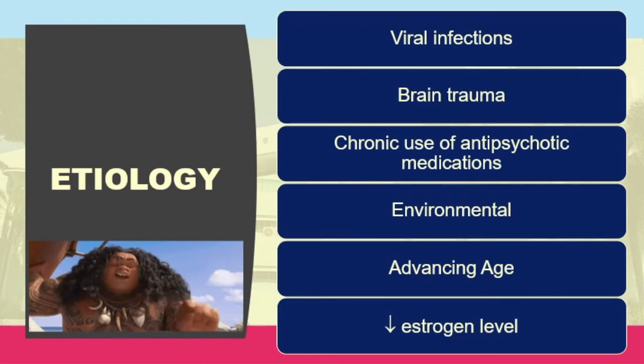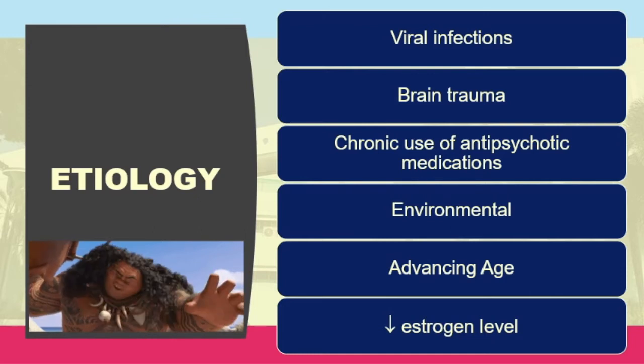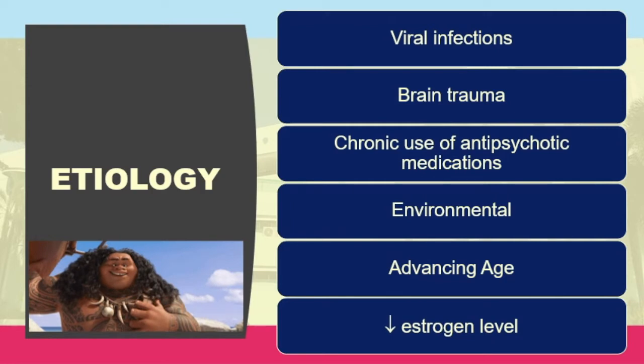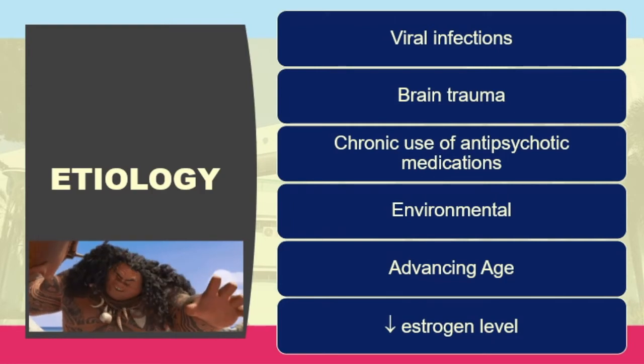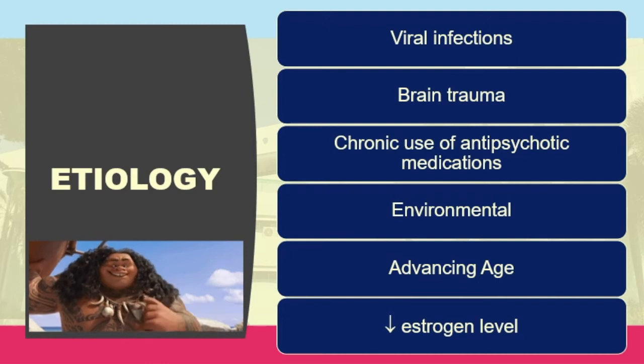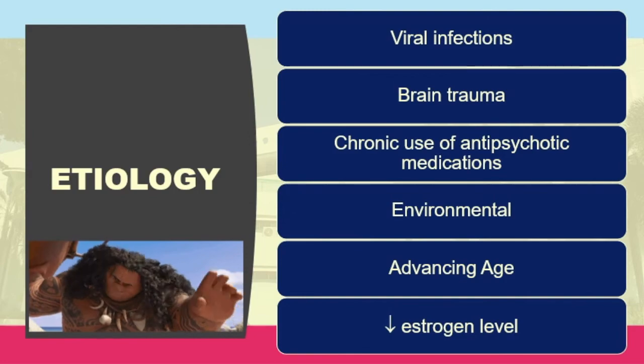On the other hand, for the estrogen levels, theory has it, or studies have it, that estrogen would trigger the release of dopamine. Hence, a decrease in the level of estrogen also results in the decrease in the levels of your dopamine.